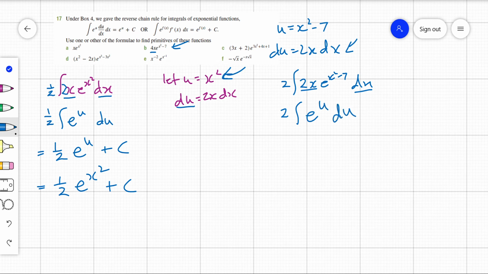Alright. And then it's nice and easy, again, to 2 e to the u plus c. In terms of x, it will be 2 e to the, what's u? U is x squared minus 7 plus c.